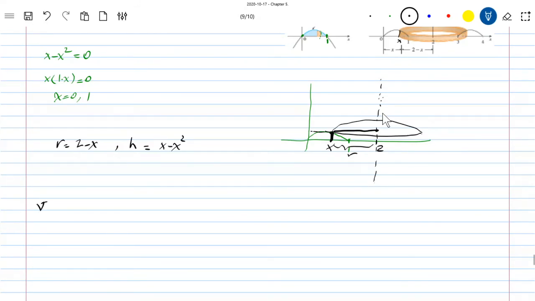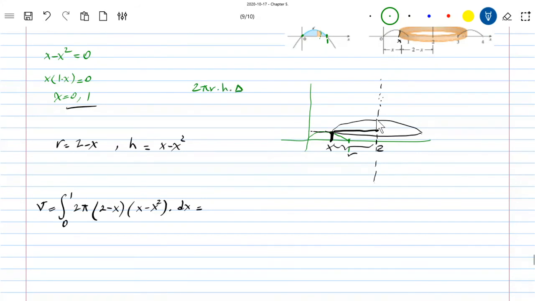Okay, so how do we calculate the volume? From 0 to 1, we found the boundaries. 2 pi times the radius. The radius is 2 minus x, times the height, x minus x squared, times dx. If you get the idea, you don't need to really memorize the formula. You can always go back to 2 pi r h delta x. This is how you approximate the volume of a cylinder with thickness delta x, height h, and radius r.